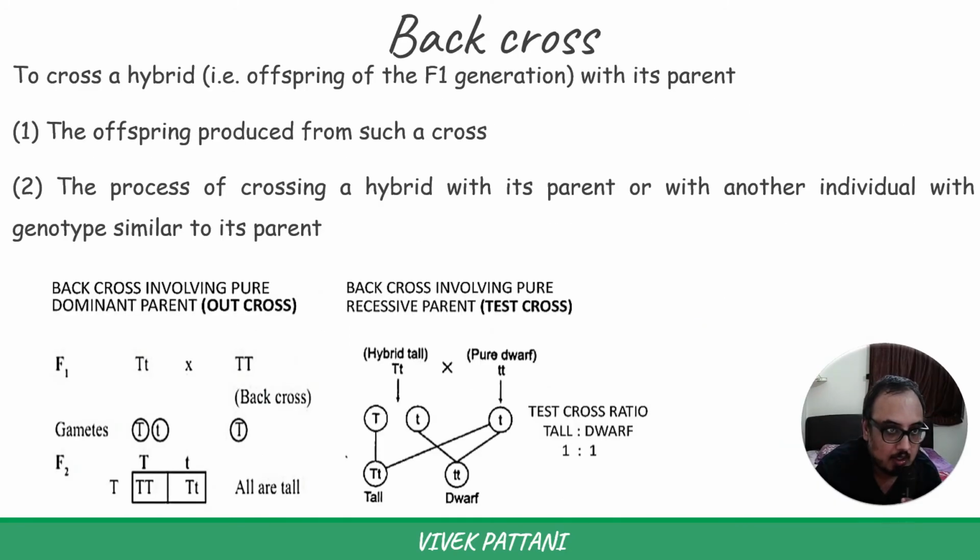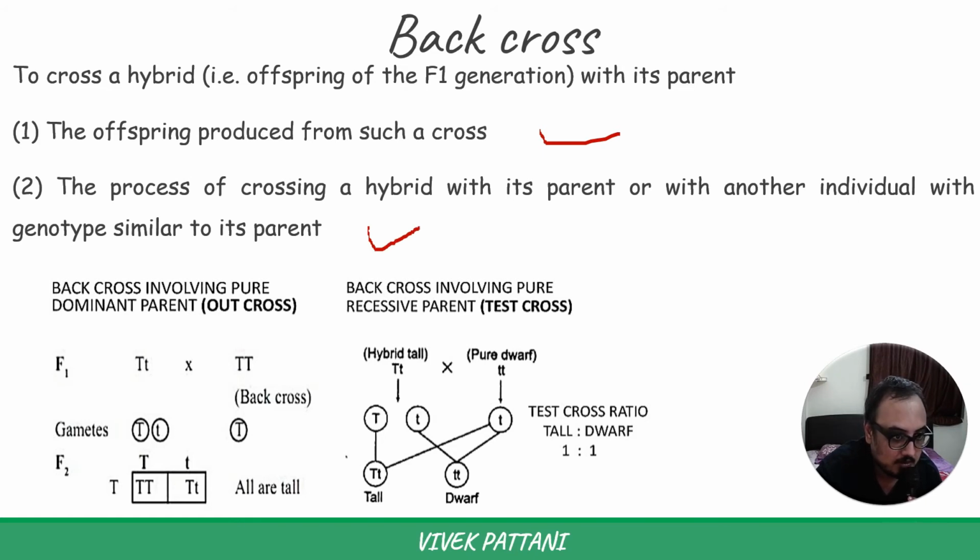Going forward, Backcross. What is Backcross? This method has long been used in horticulture, for example to incorporate desirable traits into elite lines of crops. At present, deliberate backcrossing is carried out to breed and produce gene knockouts in genetic research. It means to cross a hybrid, that is the offspring in the F1 generation, with the parent one. The offspring are produced from such crosses, and it is the process of crossing a hybrid with its parent or another individual with a genotype similar to its parent.